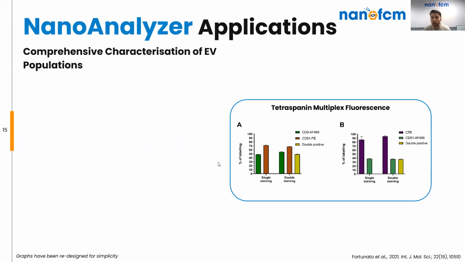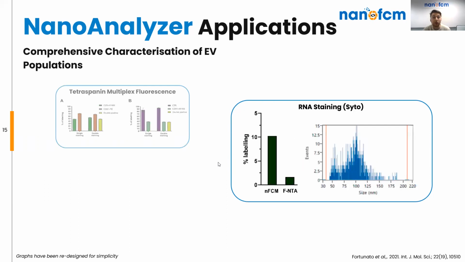Using both antibodies and utilizing both fluorescent channels gives a very similar identification of the CD9 and CD81 populations, as well as identifying a high level of co-expression of these tetraspanins within the double positive populations. Abundance of RNA was assessed using both fluorescent NTA and NanoFlow, and the NanoFlow data shows up to 10% of the EVs have the RNA, with sizing information showing that this was usually identified in the larger EVs. Only 2% of the EVs were shown to be fluorescent in the NTA.